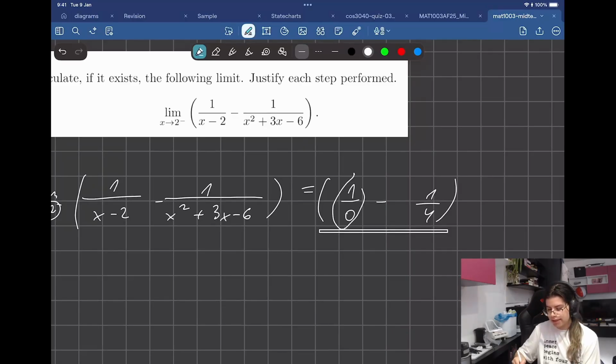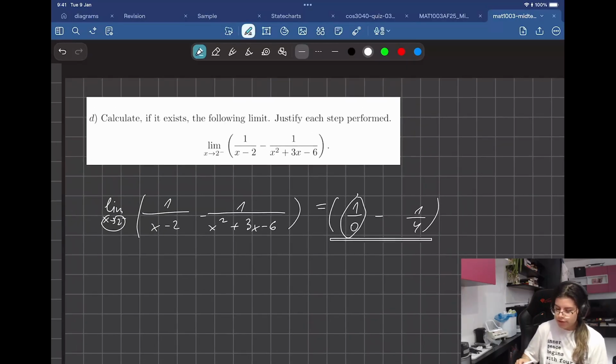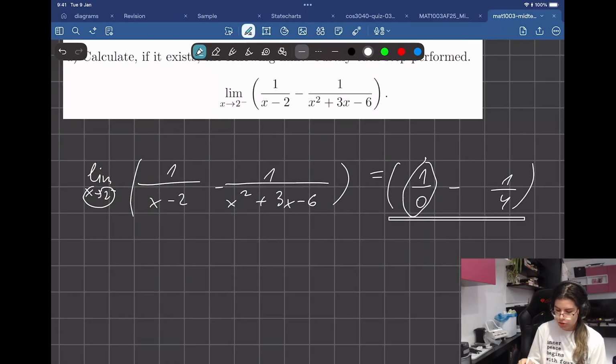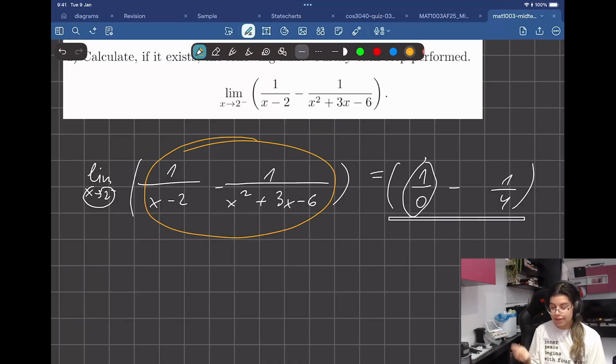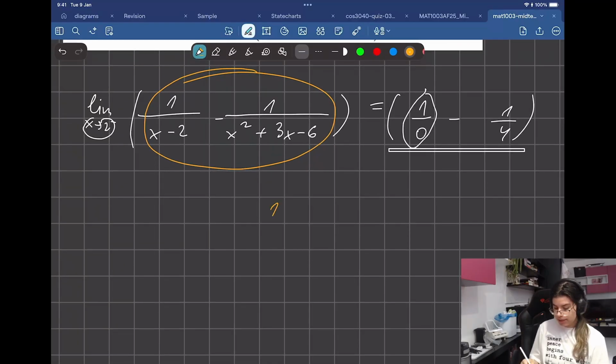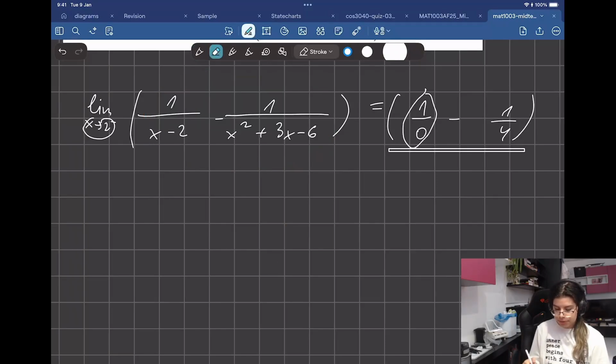Because how do you find 1 over 0? So whenever you face such a thing on a test, you should try to merge these two fractions into one, and then if that one fraction turns out to be some number over 0, for example 1 over 0, then the whole limit would give you infinity, okay? But again, before that you need to merge them into one fraction.